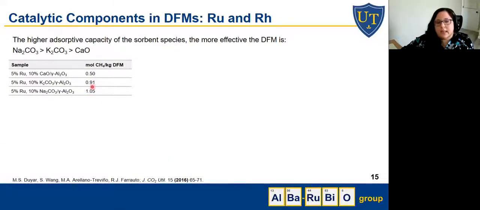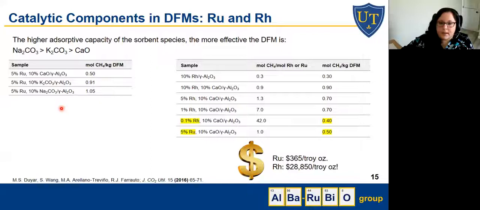And they also studied how the absorptive capacity of the species affects the effectiveness of the dual function materials. Showing here that if the capture component, the sorbent, is able to capture more CO2, the methanation rates are also going to be increasing.